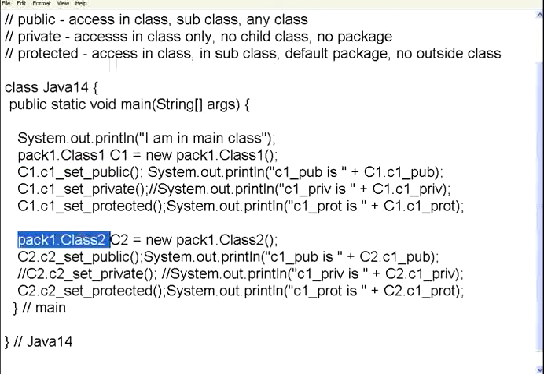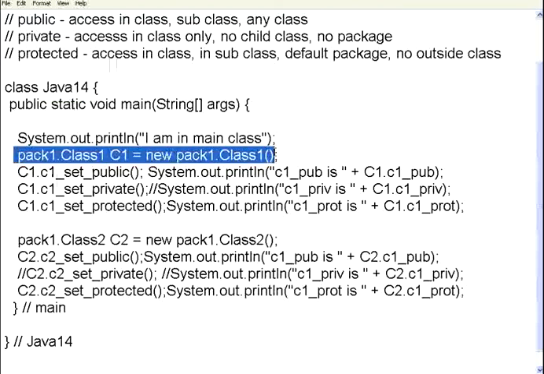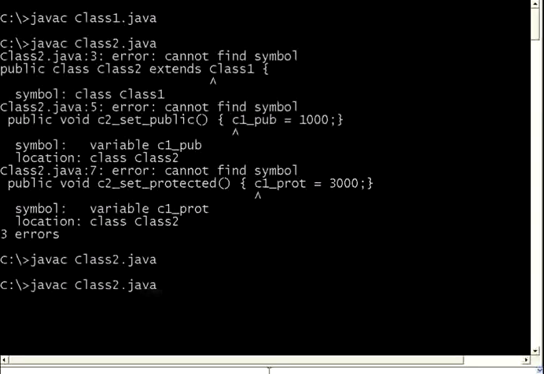Class 2 is a separate class extending class 1. So this is also compiled, this is also compiled. Class 1 and class 2 are compiled. Now Java 14 uses these two classes, so I qualified them with the package name. Let us compile that. Now Java 14.java, let us see what happens.